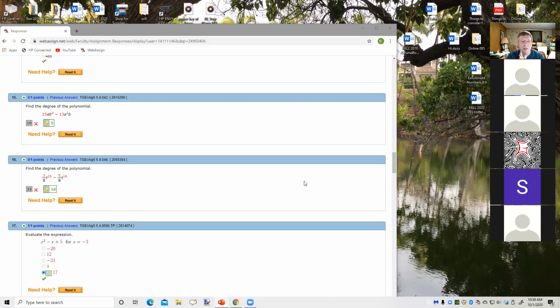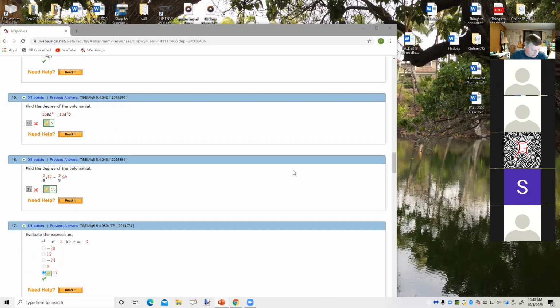Okay? The second term is -13a squared b. There is an implied 1 on the b. So you've got a squared b to the 1 power, 2 plus 1 is 3. So the second term is of degree 3. Again, the first term is of degree 5. The second term is of degree 3. So the highest powered term is degree 5. So the degree of the entire polynomial is degree 5.